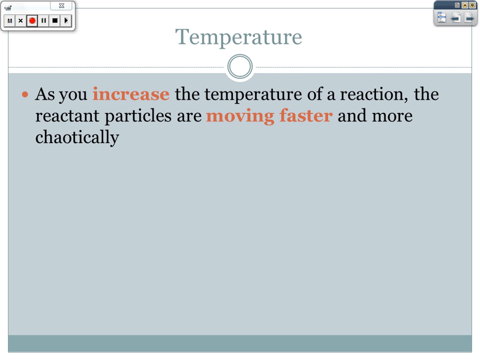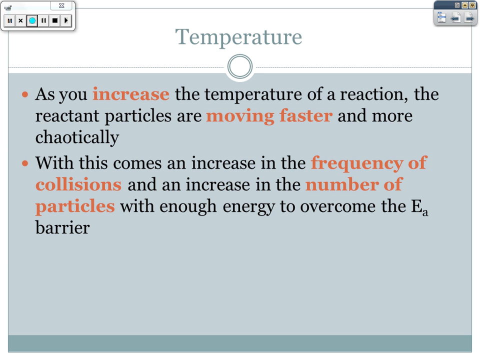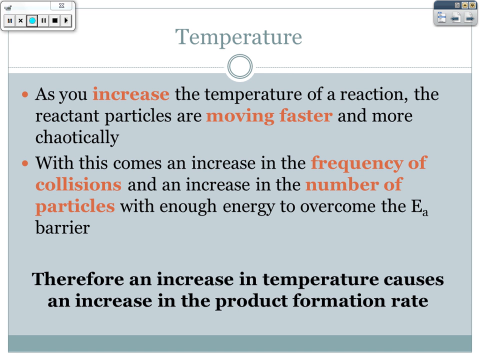As you increase the temperature of a reaction, the reactant particles are moving faster and more chaotically. When this happens, there is an increase in the frequency of collisions and an increase in the number of particles with enough energy to overcome the activation barrier. Because they're moving faster, they're having more collisions, and because they're moving faster, more of them have the energy required to overcome that barrier. So an increase in temperature causes an increase in product formation. If you increase temperature, you're going to be increasing the amount of product that's being formed.